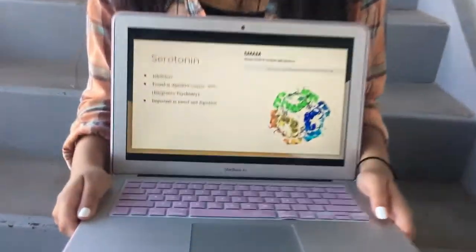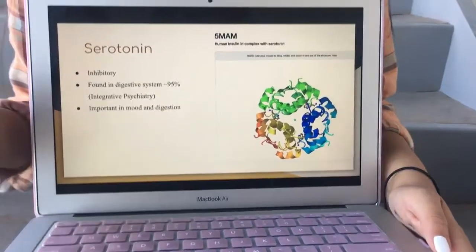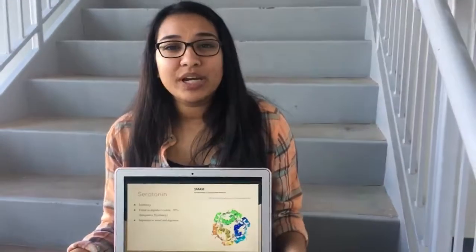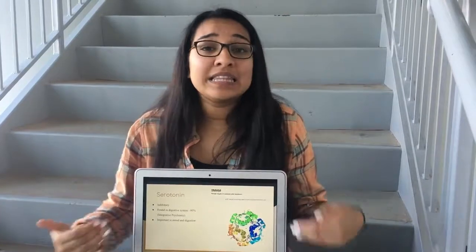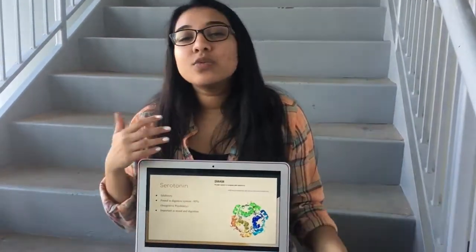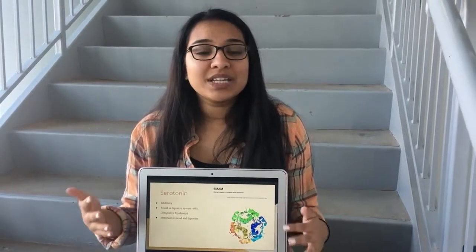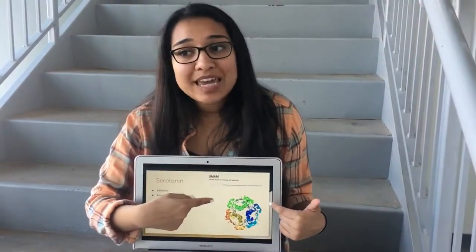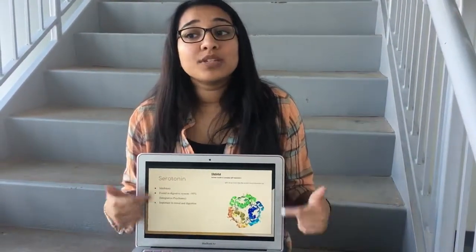So serotonin, on the other hand, is mostly inhibitory, and 95% of it is found in the digestive system. And that's why from our gut and below is called our second brain, because it controls a lot of different functions. Your brain and your second brain are highly connected because of serotonin. It's important in mood and digestion. We talk about serotonin with mood a lot, because if you have low levels of serotonin, it can lead to depression. This is another diagram that we got from the PDB, and this is human insulin in complex with serotonin.